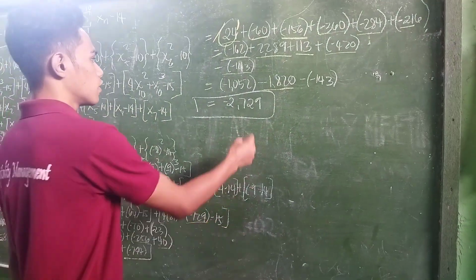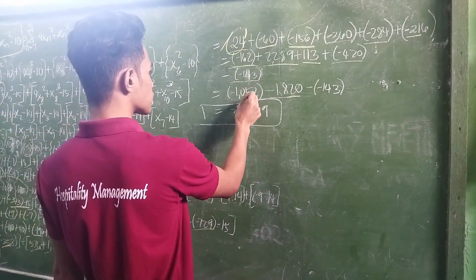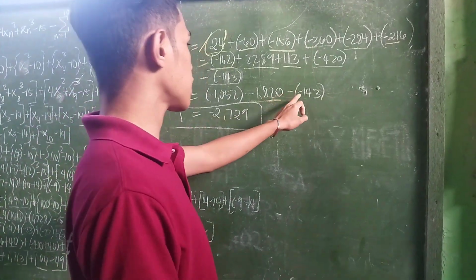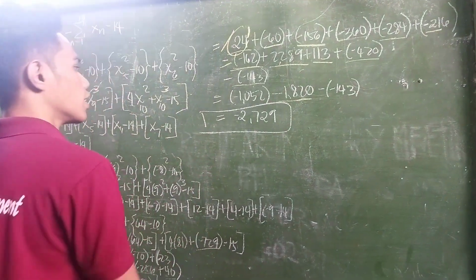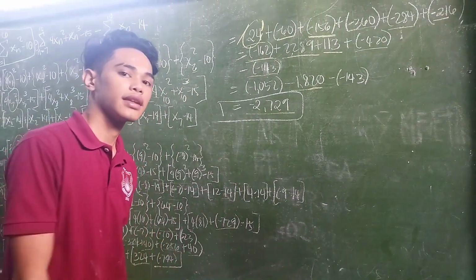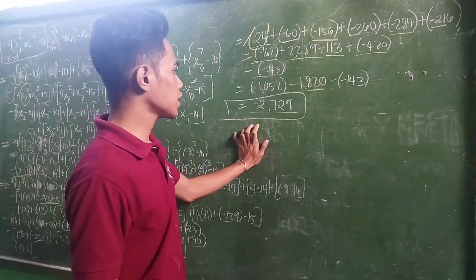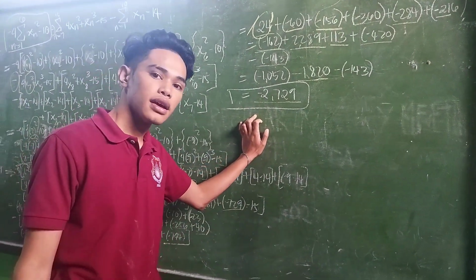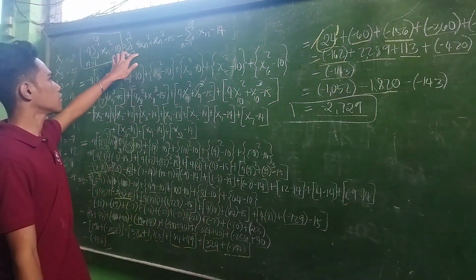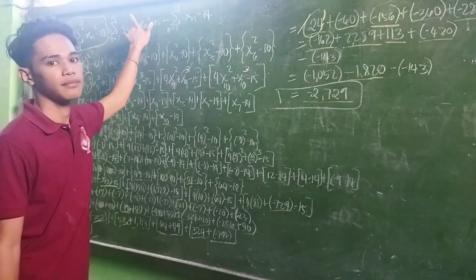Now negative 1052 minus 1820 minus negative 143 is equal to negative 2729. And negative 2729 is my final answer to this summation notation problem.